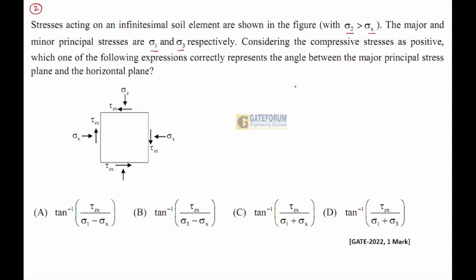Generally, whenever you draw the Mohr circle, by considering compressive stresses as positive and shear which gives anticlockwise rotation as positive, the circle will be like this. I'm drawing the Mohr circle. Let this be A and the outer part is B.